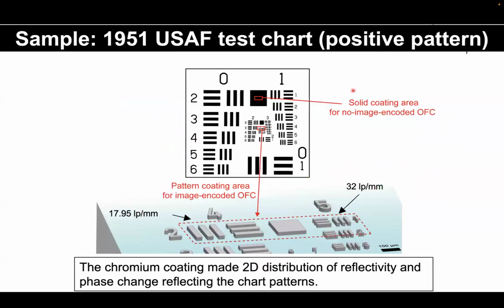The first sample is a test chart with a positive pattern. In the test chart, a reflective chrome coating is made on a glass plate like here, so therefore the chrome coating makes a 2D distribution of reflectivity and phase change reflecting the chart pattern.